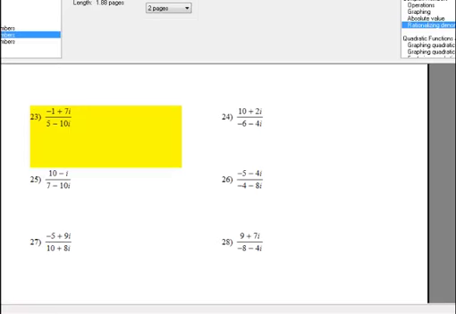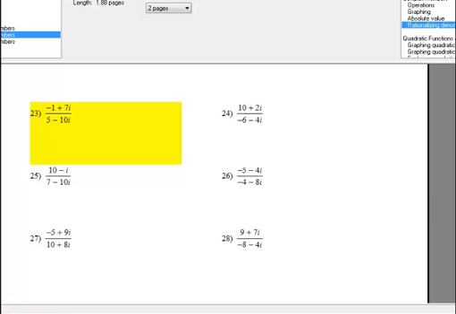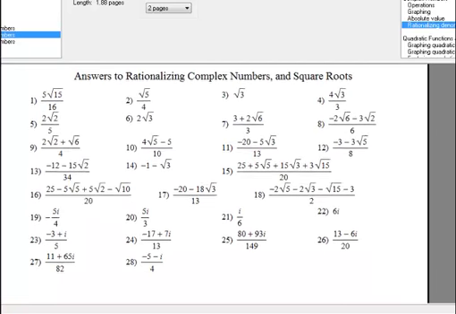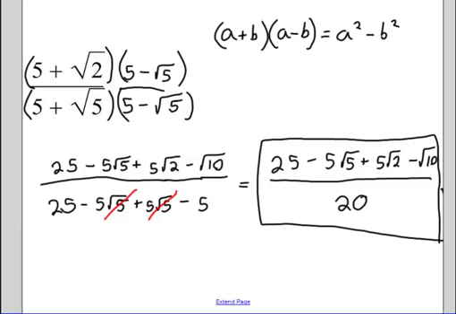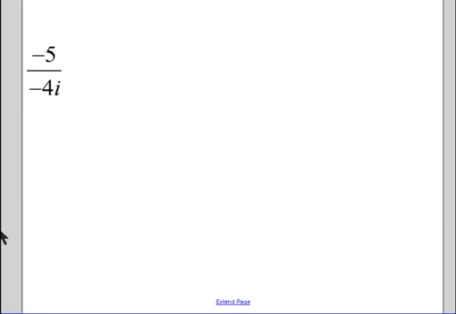Okay, now if you look here in your worksheet, some of the answers come out to be a little bit messy. This was number 16 on your worksheet. So as you see, that's just the answer. That's as simplified as we can get without writing it as a decimal. Okay, let's look at another example here.